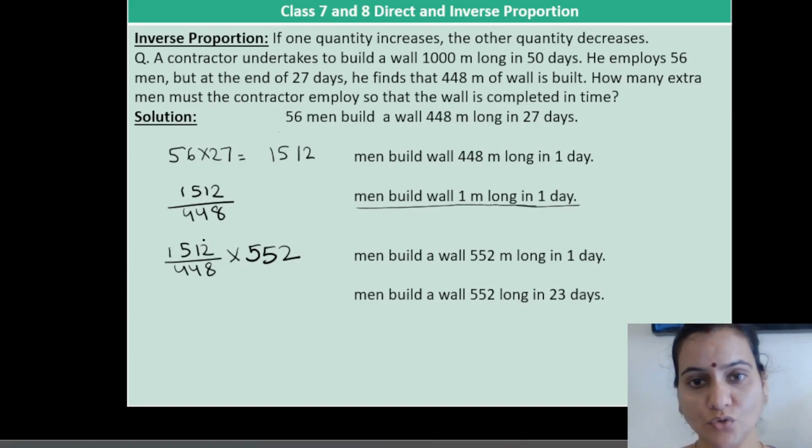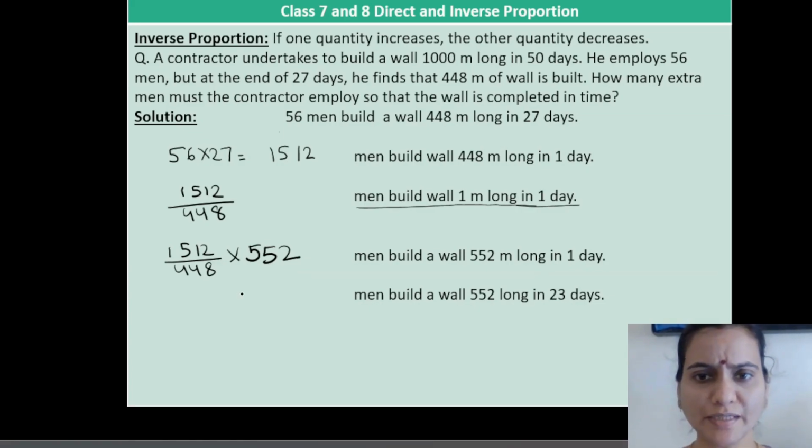So 1512 by 448 were the number of men required to build a wall 1 meter long in one day. Now this multiplied by 552 gives us the number of men required to build the wall 552 meters long in one day. Now we are reaching the final step: the total number of men required to build a wall 552 meters long in 23 days.